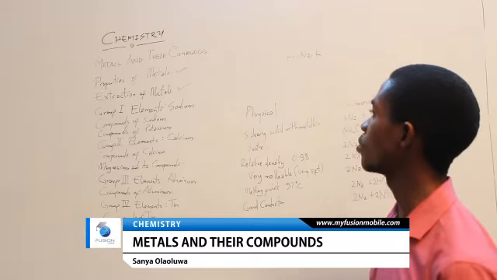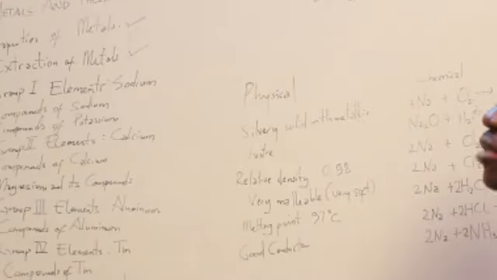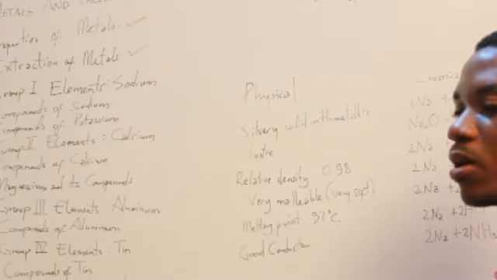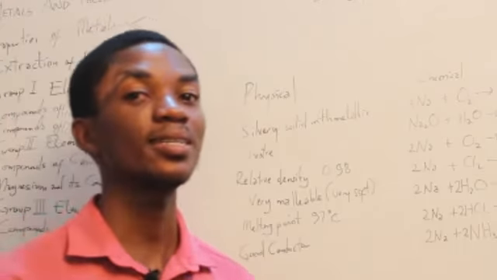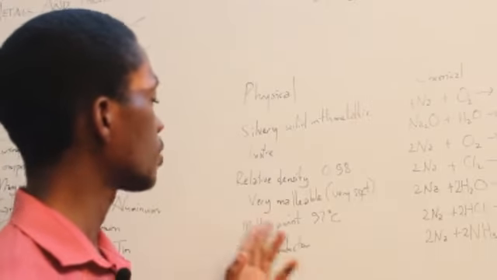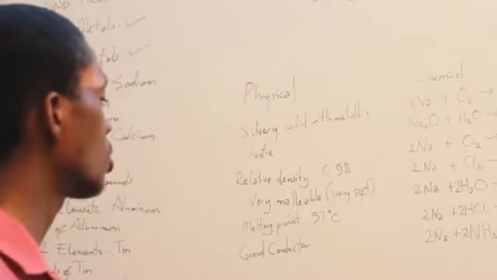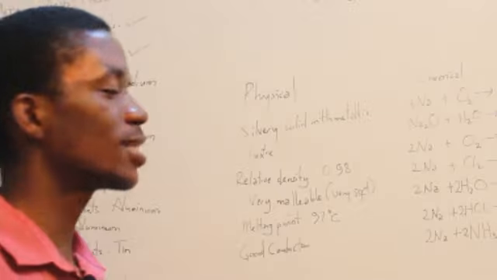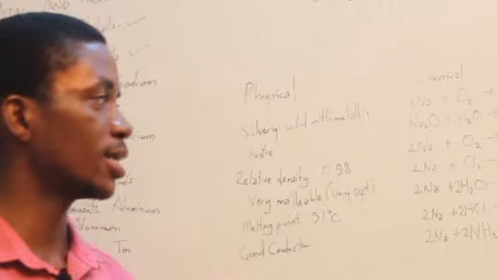Alright, let's look at the physical properties of sodium. Sodium has a silvery appearance. Of course, it is a solid with a metallic luster. It has a relative density of about 0.98. This suggests that it is lighter than water, hence it would float on water. It is very malleable and very soft. Of course, for it to be that malleable, it must be soft, and it has a low melting point of about 97 degrees Celsius. It is also a very good conductor of heat and electricity.